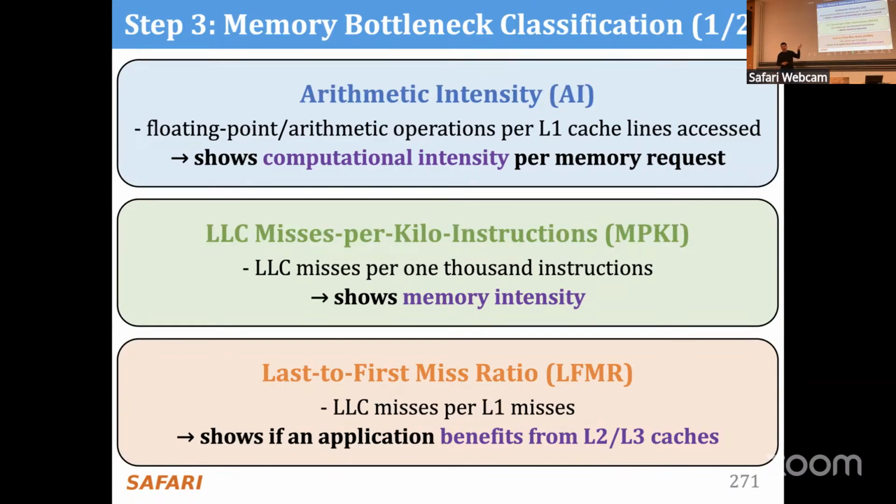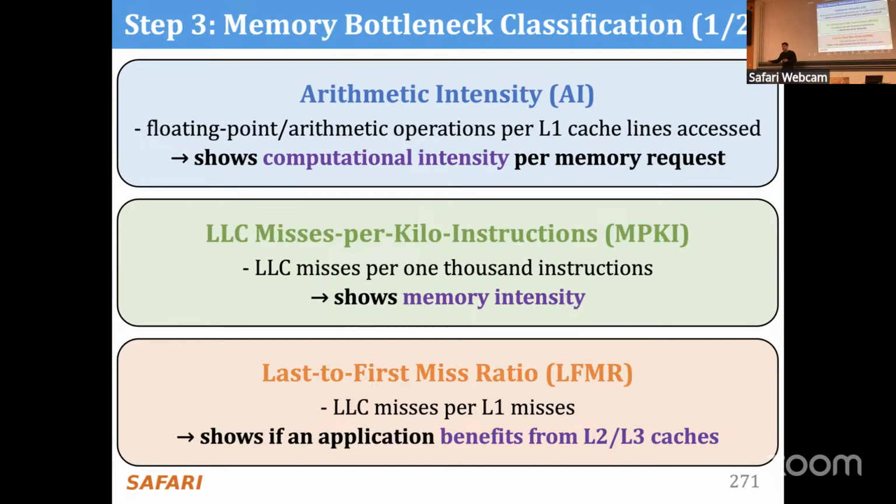For example, arithmetic intensity. This metric here is the x-axis of that roofline that I just mentioned some slides ago, right? And there is a new metric called last-to-first miss ratio, which is the ratio between last-level cache misses and L1 misses, that tells you how many of the misses generated by L1 are being captured throughout the cache hierarchy.